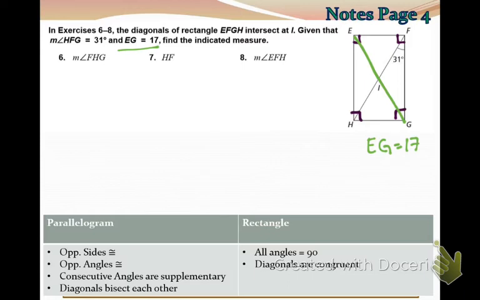We want to find the measure of FHG. So angle FHG, which is this angle. There are a couple ways that we can do this. One of them being alternate interior angles. If this is 31 degrees, which angle is going to be 31? The one I'm pointing to or the one above it? The one above it. Then what do I know about these two angles? They equal 90, right? They make a right angle. So you could do 90 minus 31, which makes 59. Does anybody know option 2?